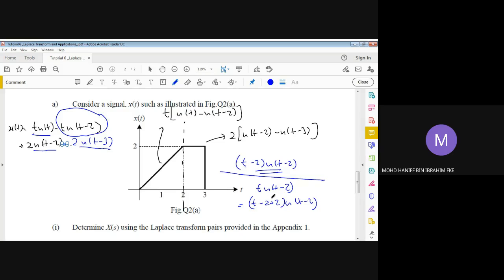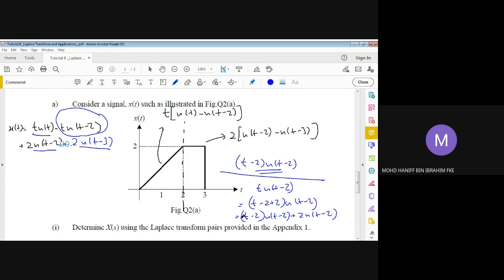Yeah, because the effect of negative 2 and plus 2 will result in a zero value, so there should be no effect at all. Yeah, but we just create it for the sake of producing this form of term. So we can then separate it to look like this, where we have t minus 2 of u(t minus 2), and then we have 2 there, plus 2 of u(t minus 2).